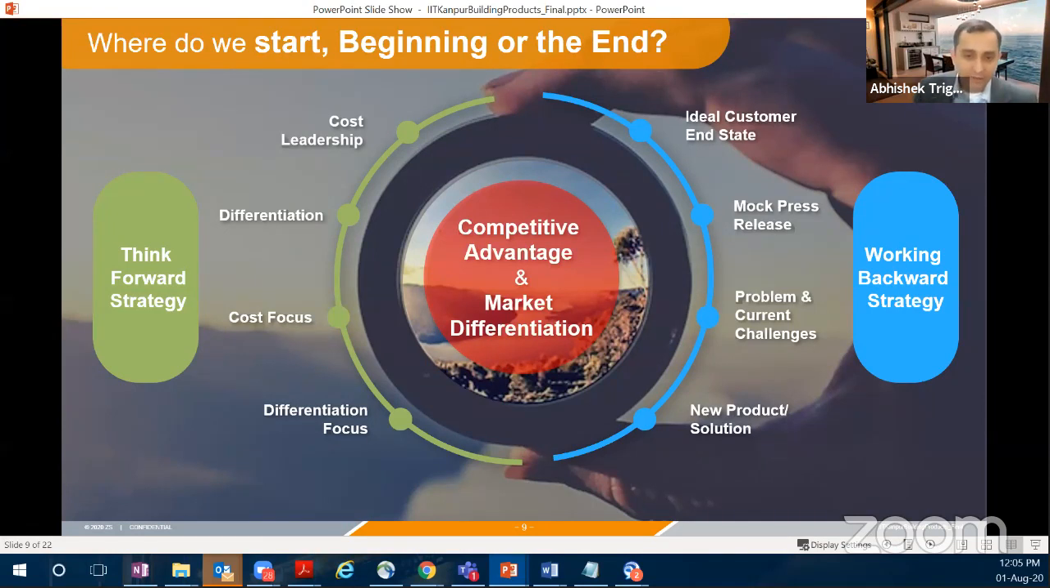But again, I'm not saying it's going to work for every single company or every single use case, but it's something very orthogonal to how most other companies typically work. So you've got to take a call whether you want to work forward, work backward, or somewhere in the middle. You can always take a hybrid approach or do both, so you know both sides of the story.